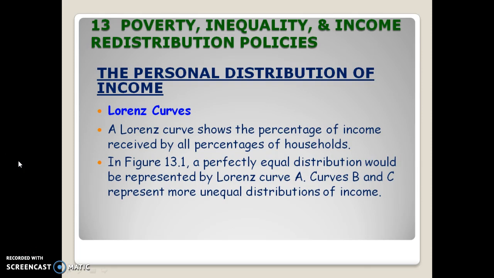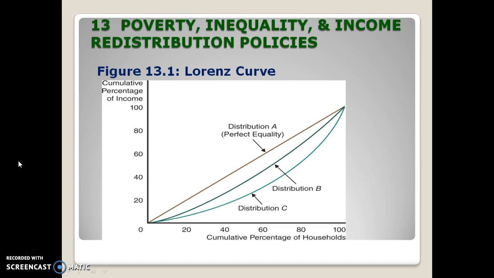When we look at the Lorenz curve, this is a very good curve to show the percentage of income received by all percentages of households. Now let's look at this Lorenz curve right here. This is a perfect distribution of income in our economy, which means 20% of households earn 20% of the income. The problem is, you'll notice that this is an unequal distribution. The farther we get away from this equal distribution, the more unequal our economy is.